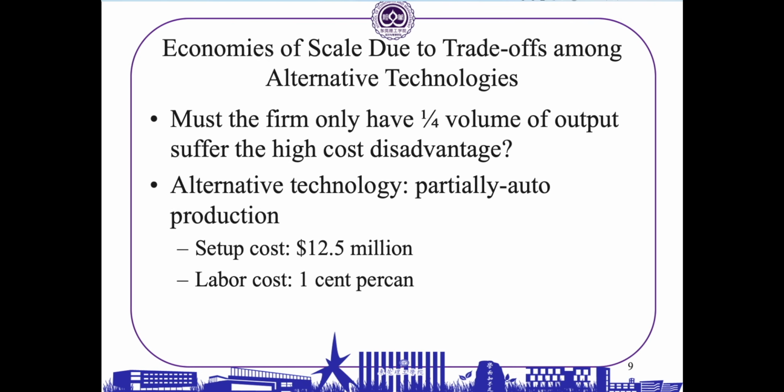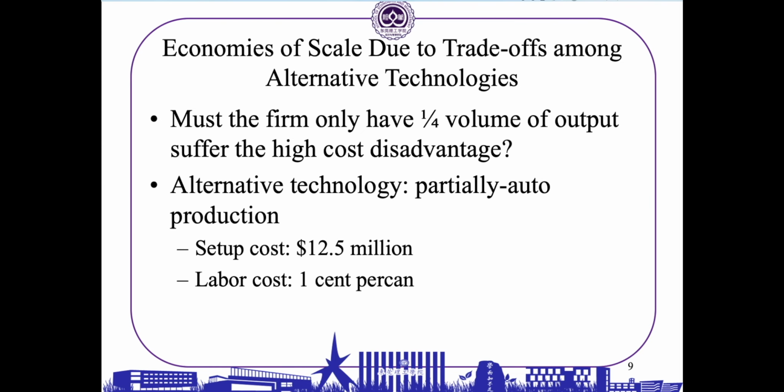The spreading of fixed costs may also be due to the trade-off among different technologies. Take the aluminum can production as an example again. The small firm with 1/4 output, 125 million cans, must suffer the high cost disadvantage, right? Not necessarily. Suppose the firm chooses a partially automated technology for production. The cost of the half auto setup is $12.5 million. Also, it bears a higher variable cost, say for labor, 1 cent per can.